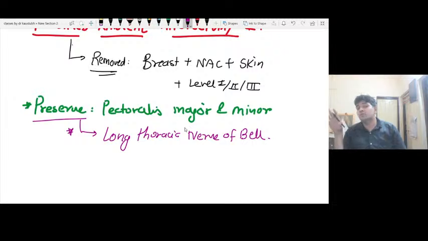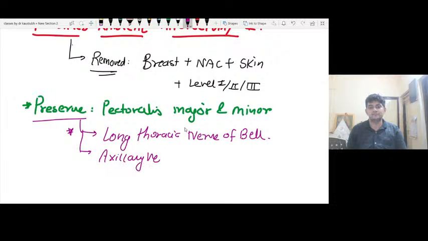So they can give you a clinical scenario where a not well experienced surgeon has done the modified radical mastectomy, and after that the patient comes with winging of scapula. What was the nerve which was not preserved during the surgery? The answer would have been long thoracic nerve of Bell. Then the second structure that has to be preserved is the axillary vein, and the third structure is the thoracodorsal pedicle.